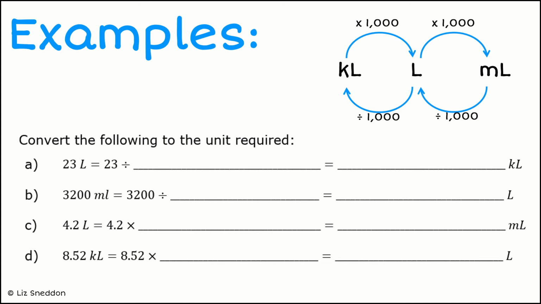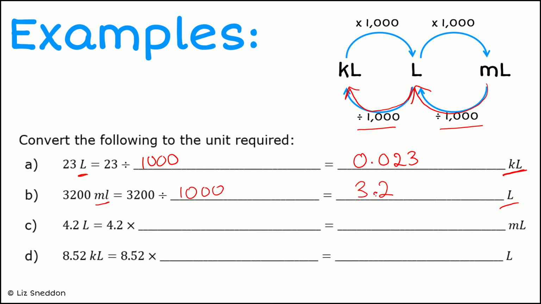So I've got 23 litres and I want to change it from litres into kilolitres. So litres to kilolitres, that's this way here, and so we are going to divide by 1,000. So when I do 23 divided by 1,000, that's going to give me 0.023 kilolitres. For part B, I want to go from millilitres to litres. So millilitres to litres, I'm going this direction here, so I'm going to divide by 1,000. So 3,200 divided by 1,000 is going to give me 3.2 litres.